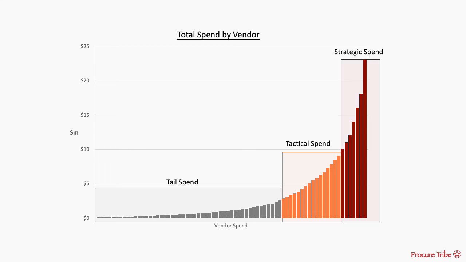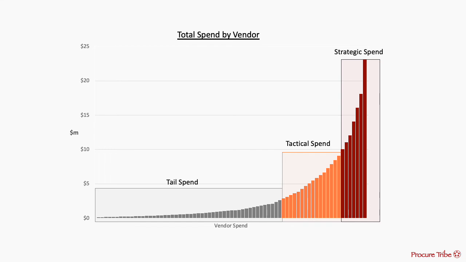The last section of spend is the 20% of vendors that make up the 80% of spend, known as the strategic spend. This category is ideally suited to the strategic sourcing approach, as there are large sums of expenditure on just a few vendors, and any value unlocked would likely be significant and far exceed the effort invested.